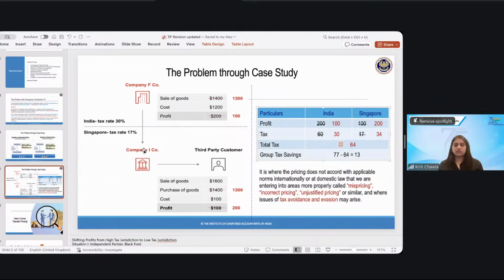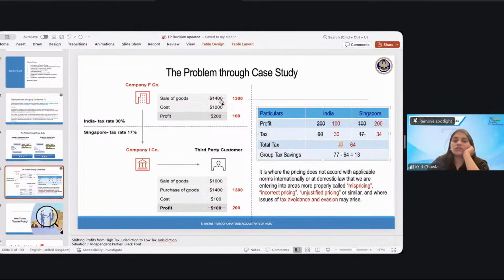Now, let's reverse the situation. Now, let's say that these two entities are related to each other. Let's say that company F is the parent entity, and company I is, let's say, a subsidiary company. So now they are related to each other. As I mentioned, let's look at the Indian aspect first. The cost of manufacturing the commodity is $1,200. This will not change because, as I mentioned, this is a third party cost.